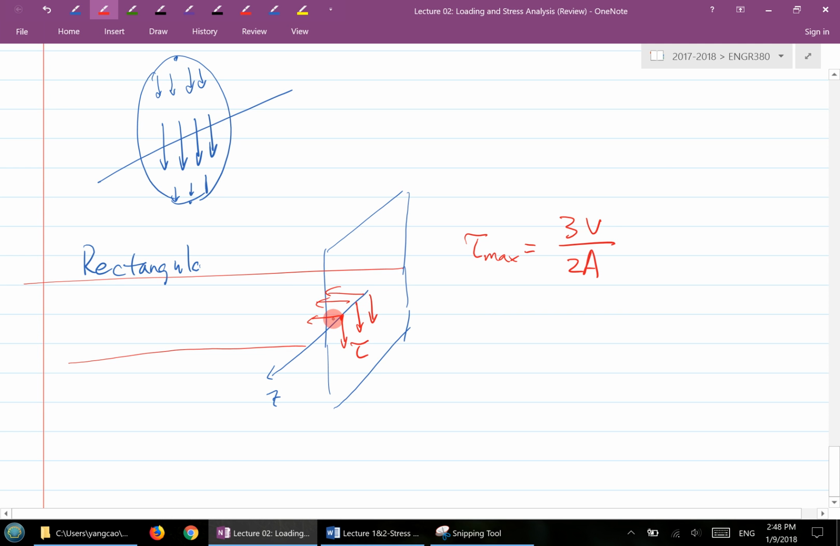Okay. If I'm going to take a stress element out of this location, let's say take a stress element out of here. So here is the proper weight. This is one side, and this is the other side here. One side here you just have a tau. The other side has a similar tau here. If this is only loading, and there's nothing else, that will be the stress element, like this.